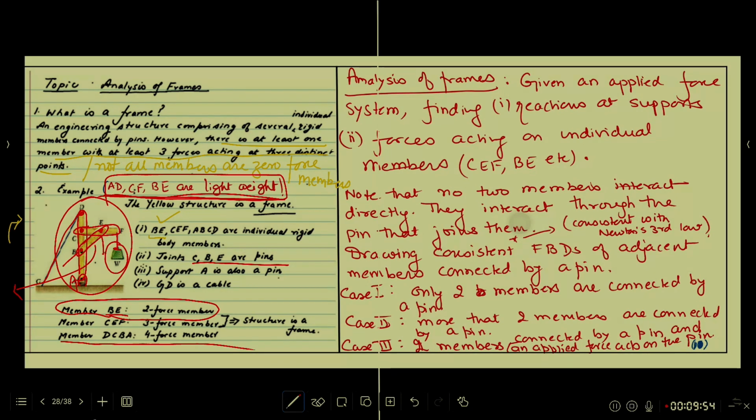Now, having understood what a frame is like, now I want to do analysis of frames. What is meant by that? Given an applied force system, finding number 1 reactions at supports, in this case here, and then forces acting on individual members CEF, BE, etc. I want to know on each member how much force is acting. This whole thing is called analysis of frames, finding these forces.